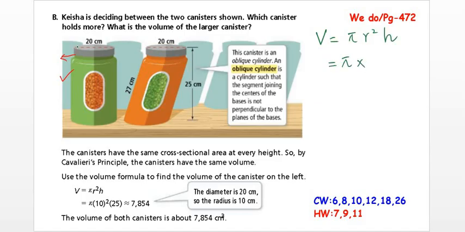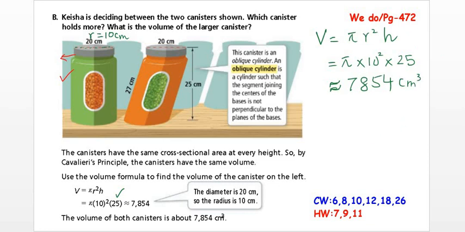What is the radius? Now this one is actually given the diameter, so please don't make this mistake in the quiz or in the exam. This is the diameter, so the radius is always half of the diameter. So it's 10 centimeters. You will write 10 squared times the height of this canister. It's 25, so you will multiply it by 25 as shown here. So the final answer is becoming 7,854. It's not the exact answer, so it's cubic centimeters. This is the volume for the green one.